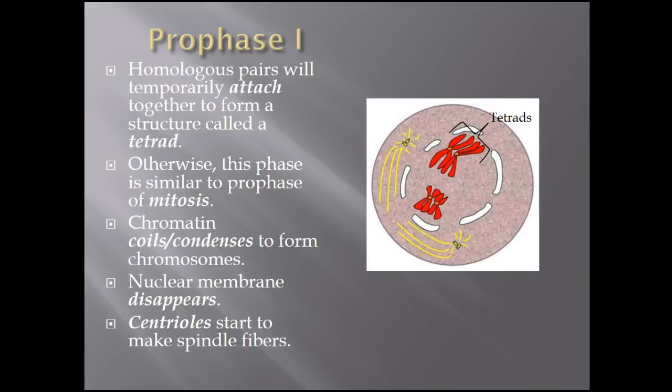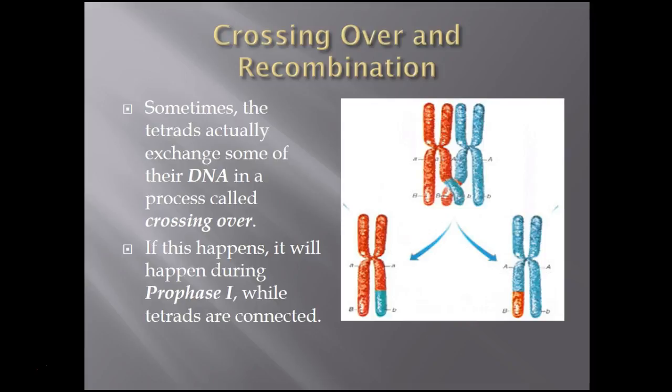So the nucleus disappears, and the centrioles start to make spindle fibers, and I'm sure you remember the spindle fibers are going to actually attach to the chromosomes, and that's how they're able to move. Now, this is really important. This only happens in prophase 1 of meiosis.